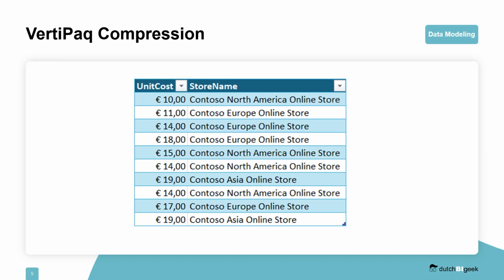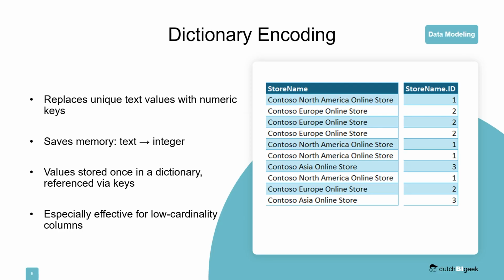Let me explain how the VertiPaq engine works, and I explain it with these two columns. We have a column with unit cost and we have a column with store name. The first compression VertiPaq uses is dictionary encoding. We have the store name column, and VertiPaq replaces the unique text values with a numeric key. So we create a mapping table with all the unique values in the store name, each with a unique ID. That saves a lot of memory.